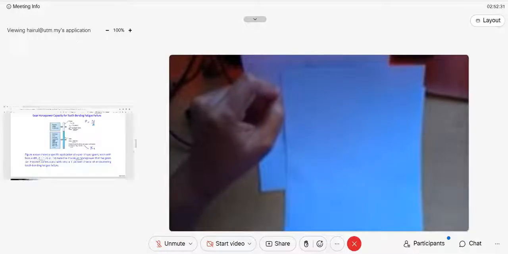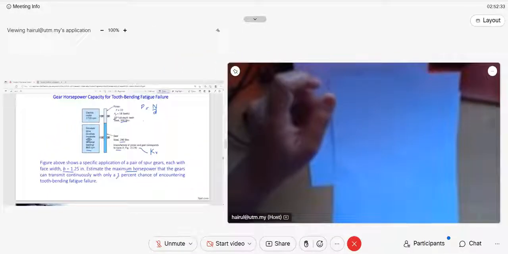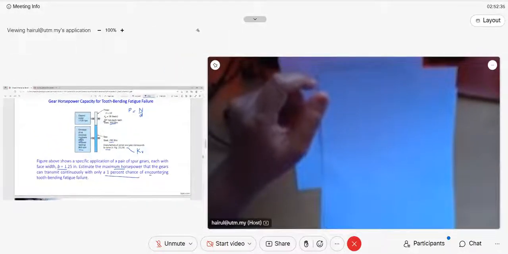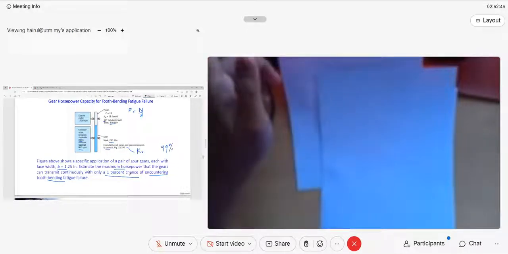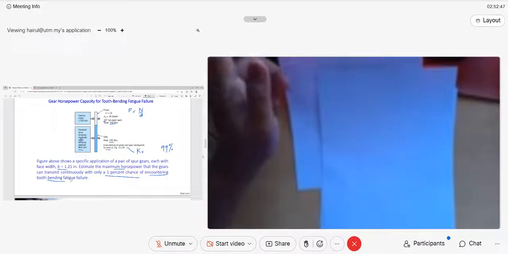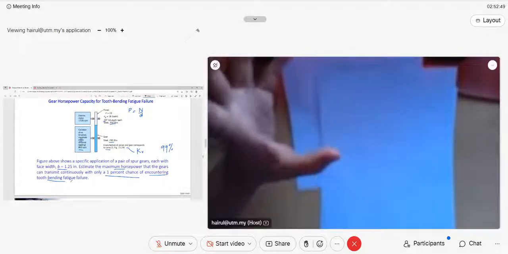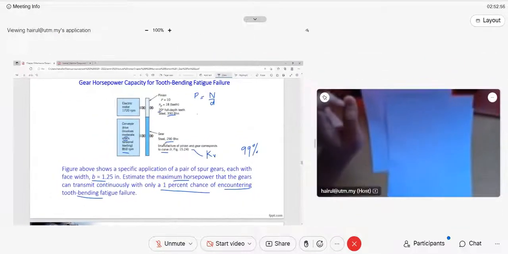Estimate the maximum horsepower that the gears can transmit continuously, with only a 1% chance of encountering tooth bending failure. So this means 99% reliability. Our expectancy is 99% because there is a 1% tooth bending fatigue failure. That's why, remember, for Sn we have KR, the reliability factor. For 99%, it is 0.814.